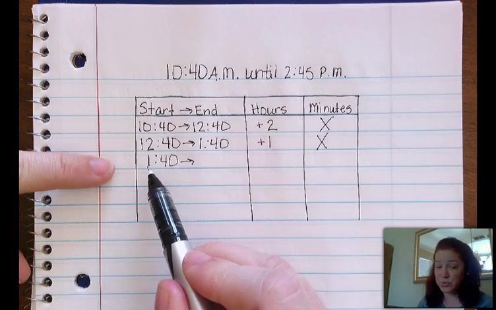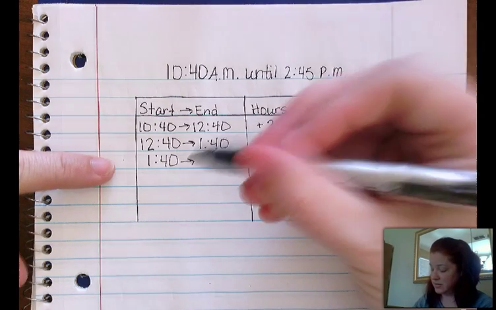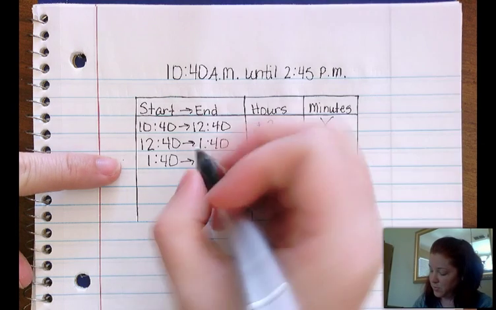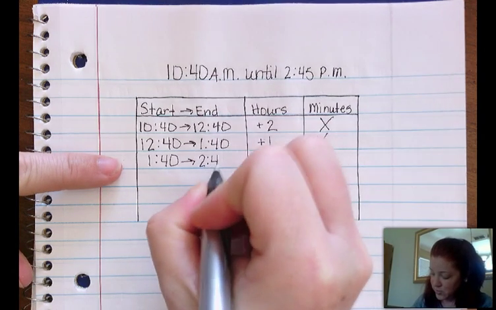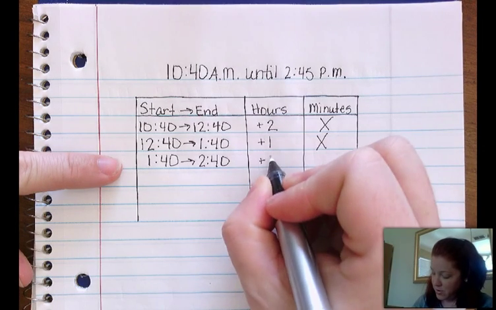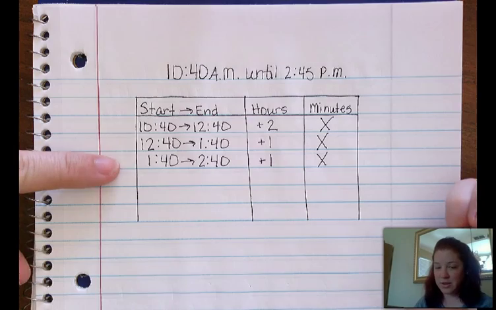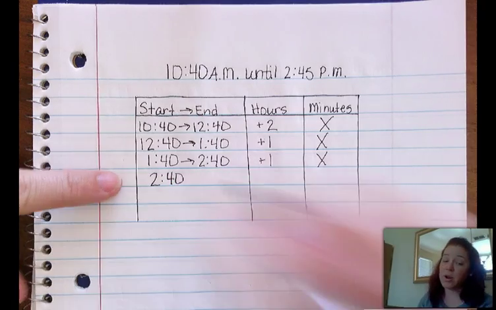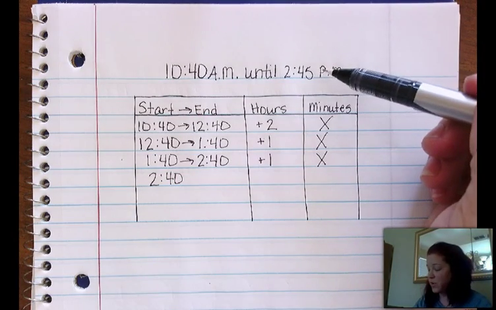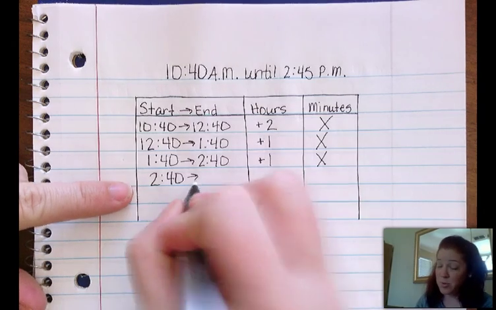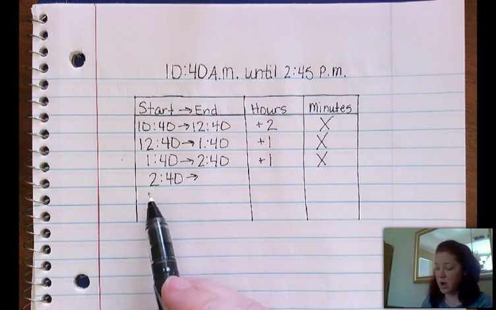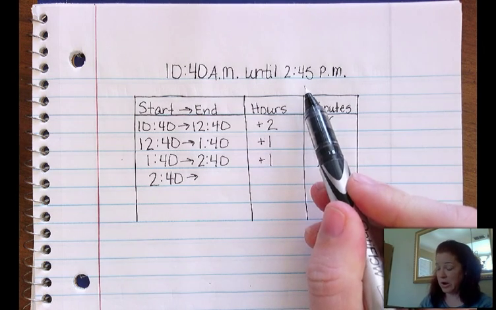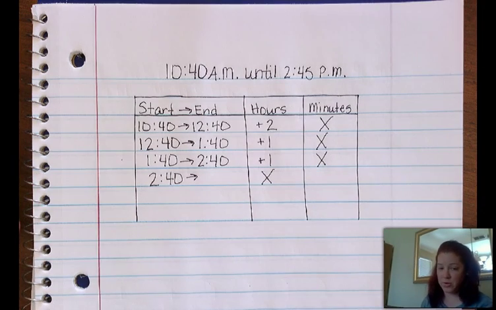So we're going to do another hour. Can we get another hour out of this? Let's see. If we go 1:40 to 2:40, well, that's not going over our time, so we can definitely do that. 2:40, that's another hour. X out there. All right, so we have 2:40 because that's where we ended, and we are not yet at our final time, so we cannot stop. Now, can we do another hour? If we did another hour, we would be at 3:40, and that would be way too far. So we're done with the hours, so I'm going to go ahead and cross that out.